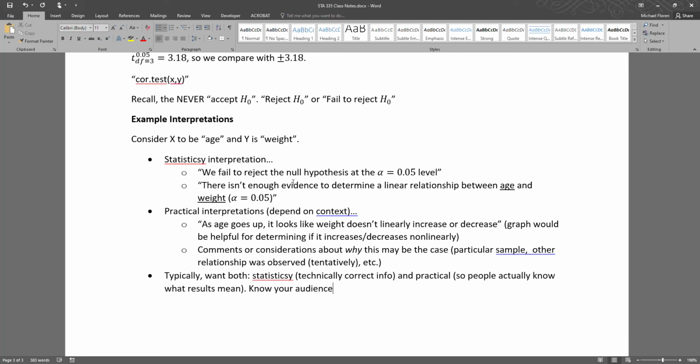That would just be maybe conversationally. I might mention a practical interpretation without a statisticsy interpretation. But if I were writing it up for someone, I would make sure to include both. But again, your audience, though it may not indicate whether you could exclude one, may indicate whether you should focus on one or the other. So know your audience to know which you should emphasize.